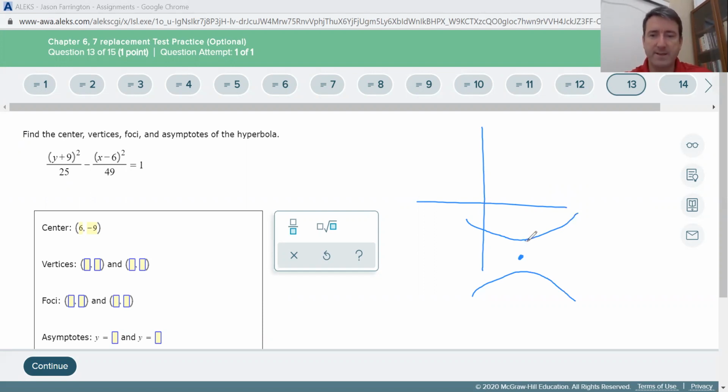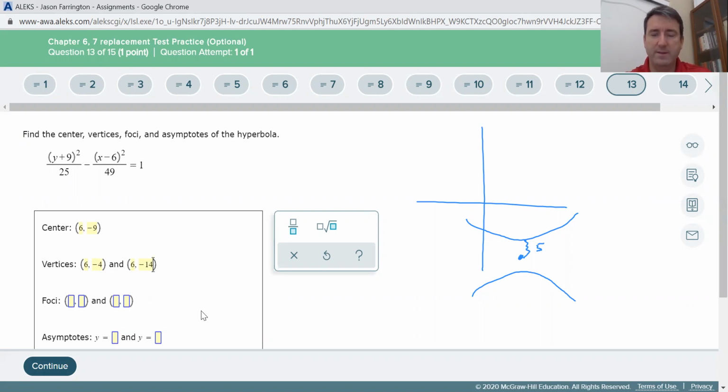So our vertices, this distance is going to be our b, our number under the y. So we know this is 5. So we're going up and down 5 from here. So we're going to add that and subtract that from the y. So our vertices are going to be at 6, -9 plus 5 is -4, and 6, -9 minus 5 is -14.